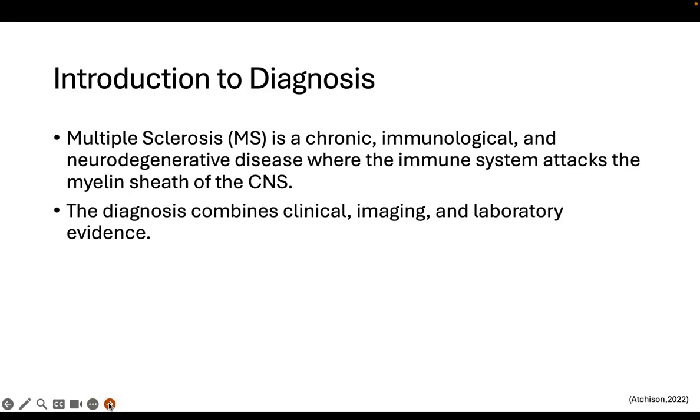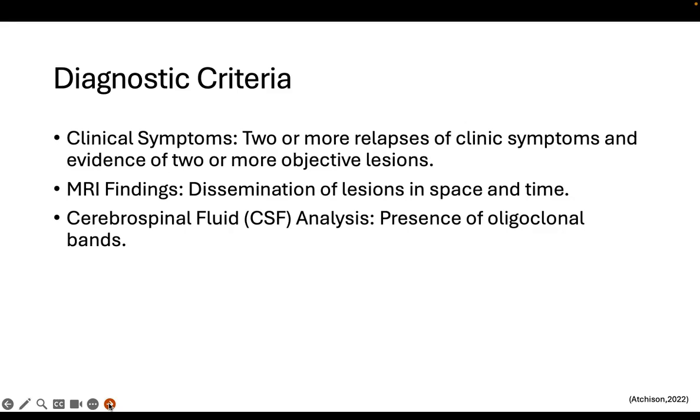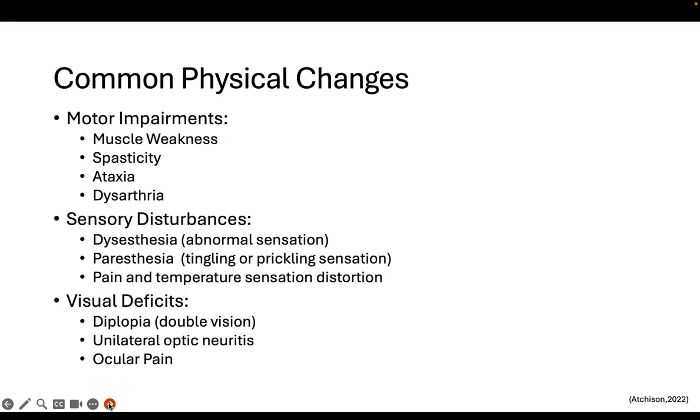MS is a chronic immunological and neurodegenerative disease where the immune system attacks the myelin sheaths of the CNS. The diagnosis combines clinical, imaging, and laboratory evidence. Clinical symptoms involve 2 or more relapses of clinical symptoms and evidence of 2 or more objective lesions. MRI findings show a dissemination of lesions in space and time. And there's also a CSF analysis, which looks for the presence of oligoclonal bands.